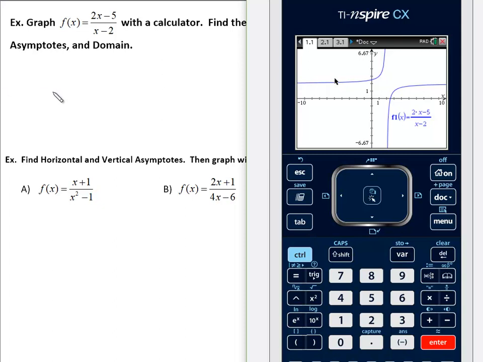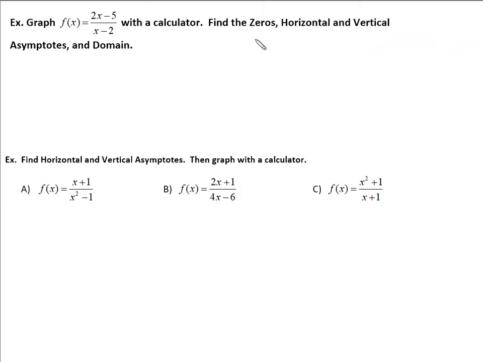Now it says find the zeros, horizontal asymptotes, and domain. Okay, well, we can do some of this by hand. To find the zeros, we take the numerator, 2x minus 5, and set it equal to 0. So we can add 5 to both sides. 2x equals 5, and divide by 2. We get 5 halves, or 2.5. Okay, so there's my zeros.